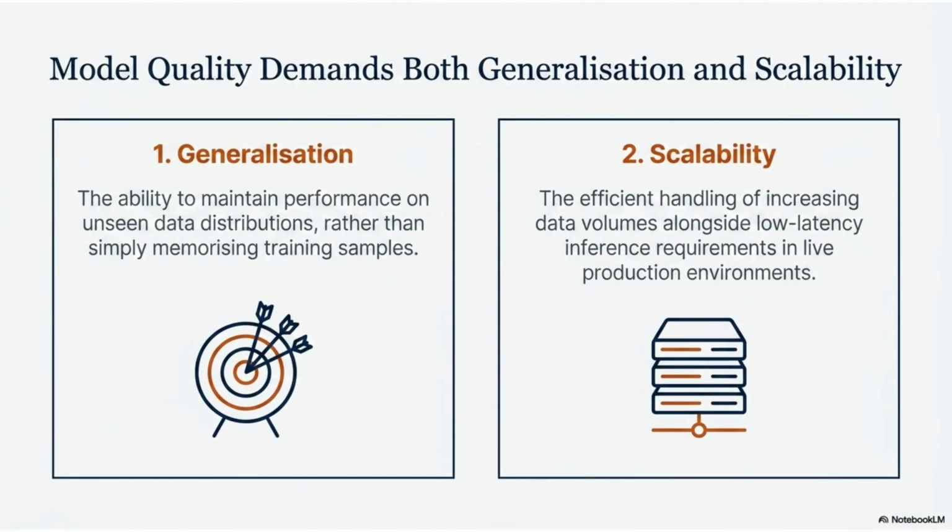High-quality models must balance 2 critical needs: generalization and scalability. Generalization ensures the model performs well on unseen data, while scalability guarantees it remains efficient and stable when handling large volumes of real-world data in environments like hospitals or clinics.